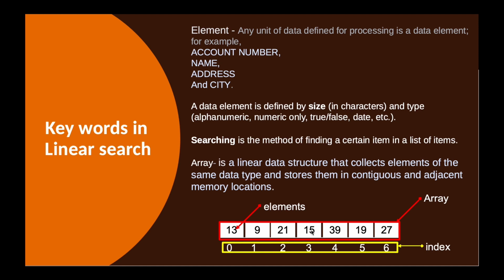So if you are doing a linear search, it means that we are going to use the index to search for the element in an array. Remember, an array is just a box or a container that collects the same data type. So this is an integer, which is the same data type. If it is account number, it will only be for account number. If it is names, it will only be for names. If it is address, it will only be for address. If it is cities, it will only be cities. But in the example we are looking at here, the elements are integers.